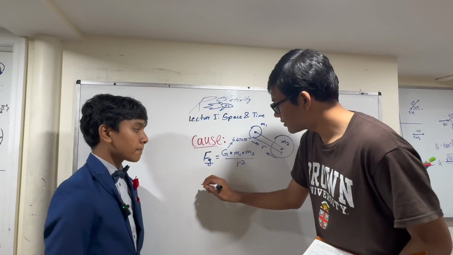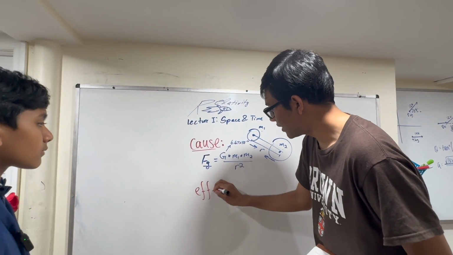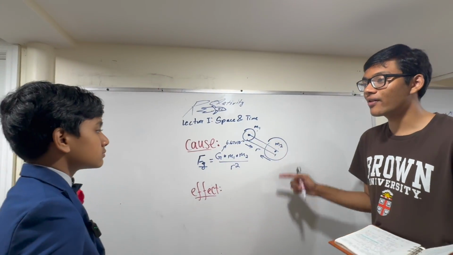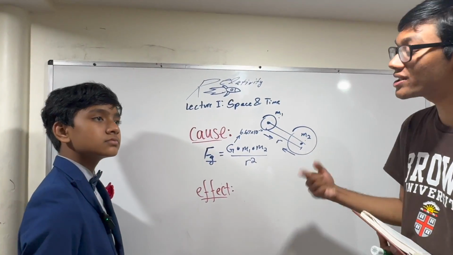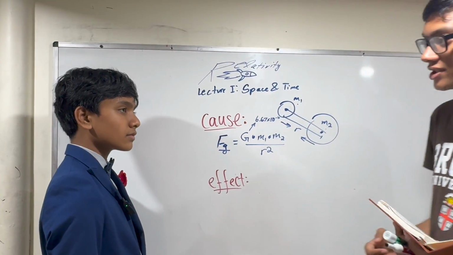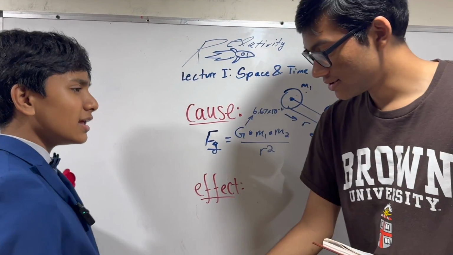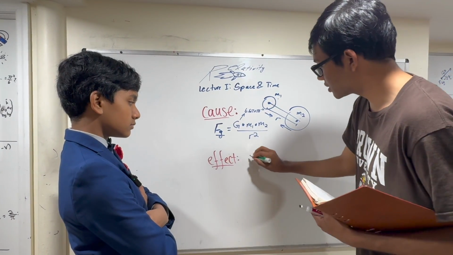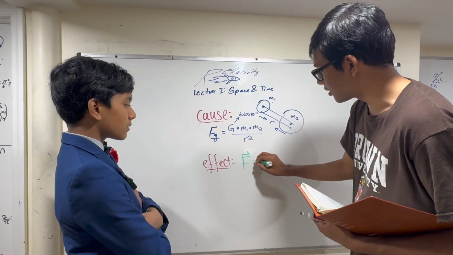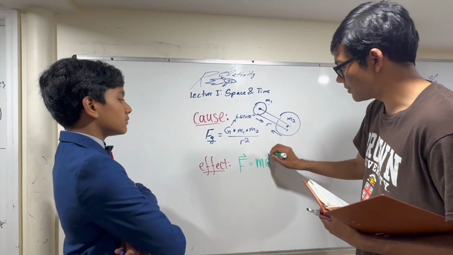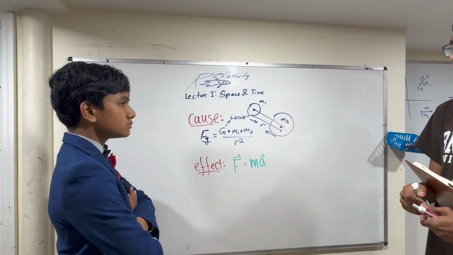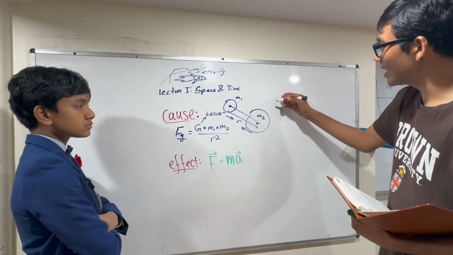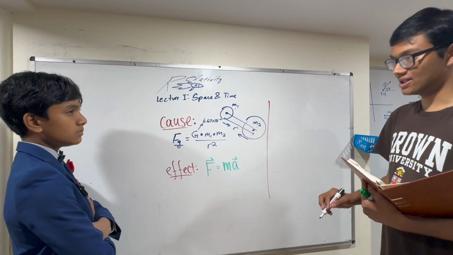And now let's write down the effect. Okay, the effect. So you have two objects, they pull each other with some certain gravitational force, and that pull results in an acceleration. Let me write down the acceleration, which comes in the form of Newton's second law, right? F equals ma. Okay, so this is the Newtonian picture. Here is our cause and effect. Now let's write down the same cause and effect in the general relativistic picture.